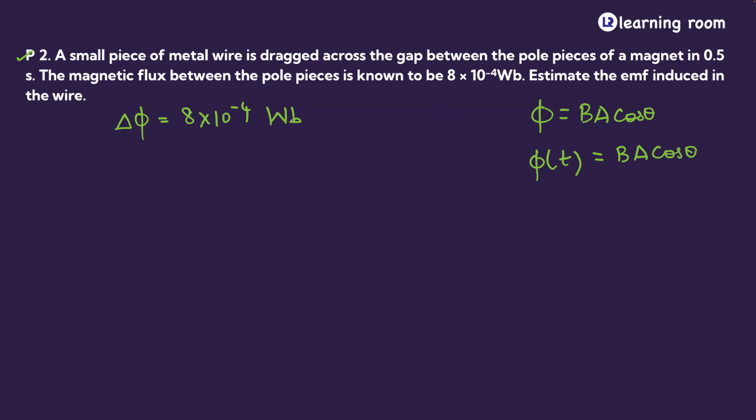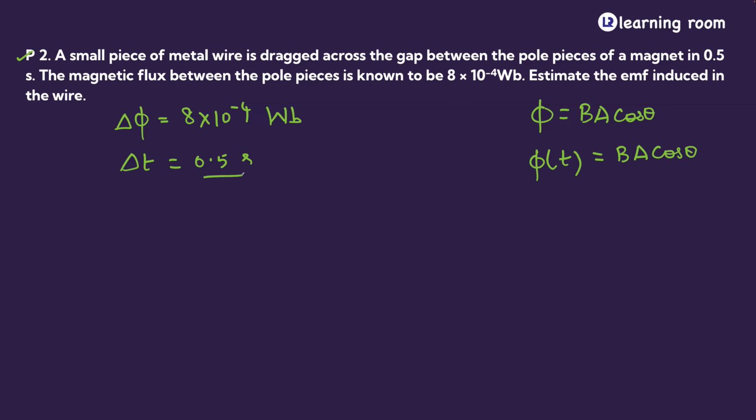If you observe, I wrote delta phi here because time is a measurable quantity. I will write dt had they asked for the instantaneous value. I will write delta t if it is an average value. So what is delta t here?